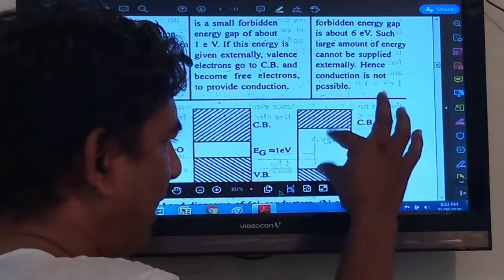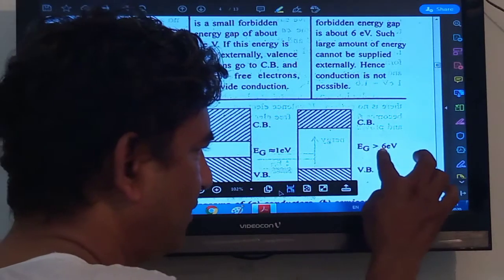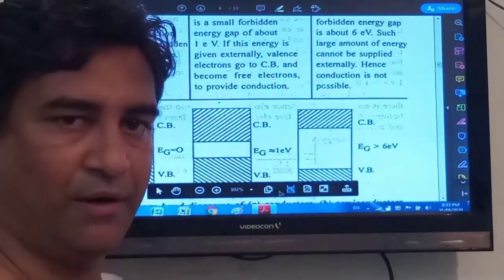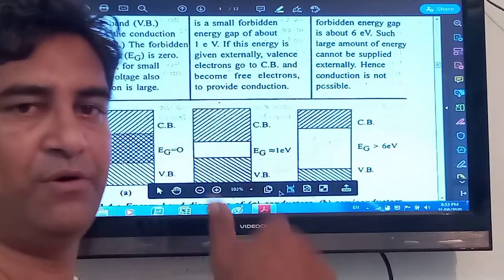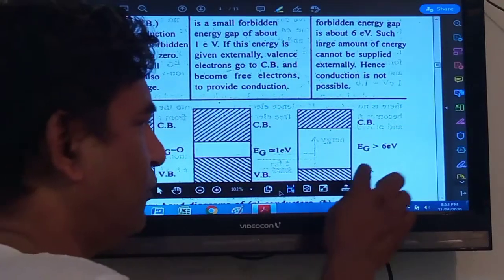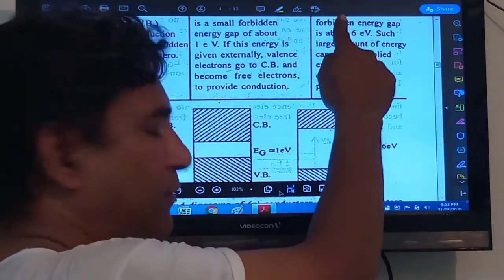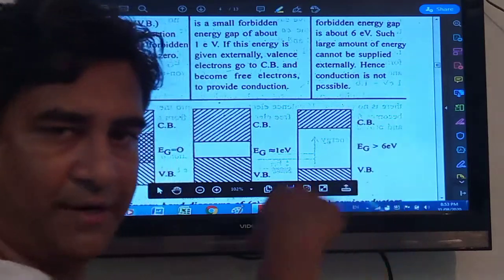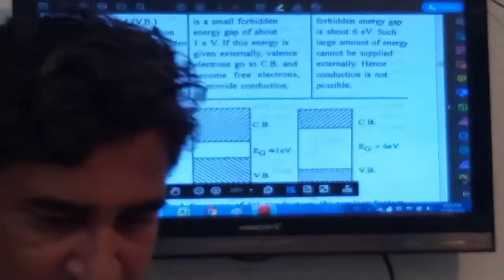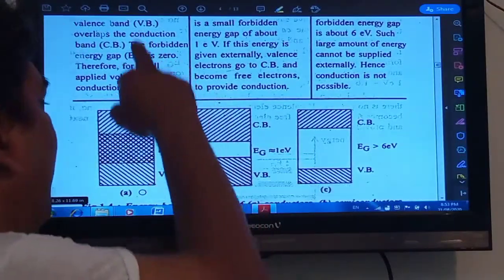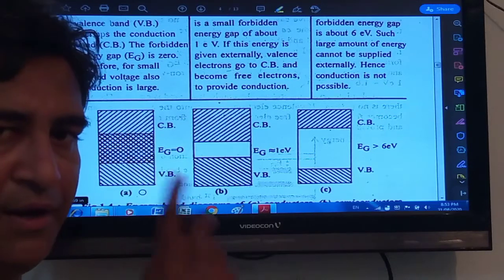Here in the insulator, the gap is large. It is 6 electron volt, and due to that, conduction does not occur. The charges are not able to reach the conduction band. So the energy gap in the insulator is 6 electron volt. Energy gap is greater in the insulator. The energy gap is small in a semiconductor, and 0 gap is present in the conductor.